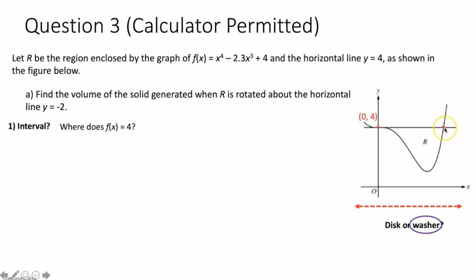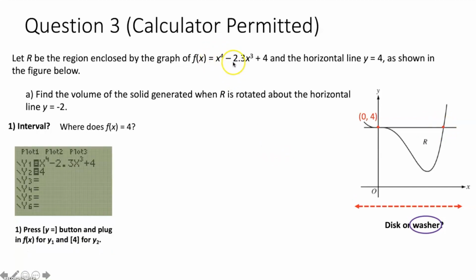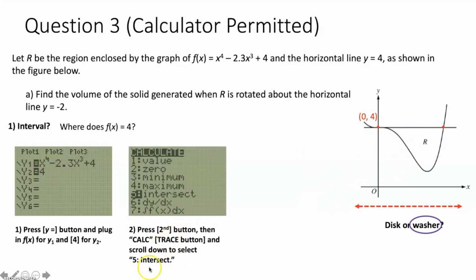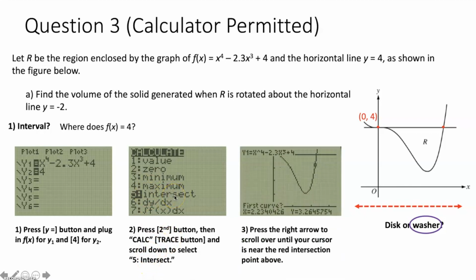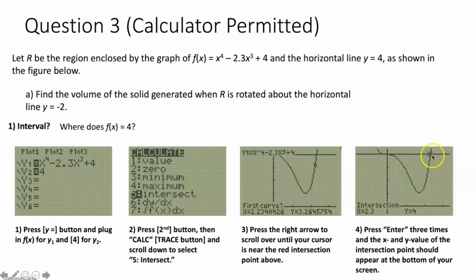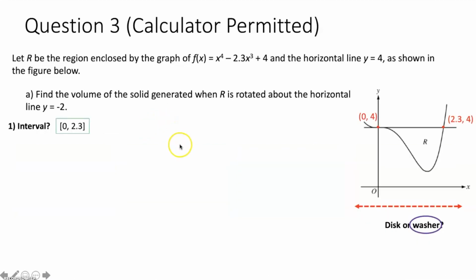Well, to determine this intersection point, we're going to have to do the same thing we did last time, where in our calculator, we enter the function f of x is equal to x to the fourth minus 2.3x cubed plus 4, and then we enter the function y is equal to 4. So we have both of those functions in our calculator. Then we press second and then calc, which is the trace button. Scroll down to intersect, which is 5, and then press enter. Then we'll scroll over close to that intersection point, press enter 3 times, and it'll tell us that point of intersection. And it looks like those two functions intersect at x is equal to 2.3. So our interval on which we're going to integrate would be from x is equal to 0 to x is equal to 2.3.